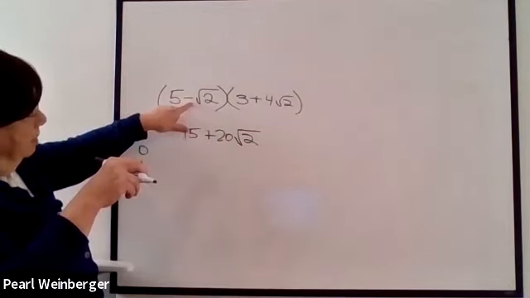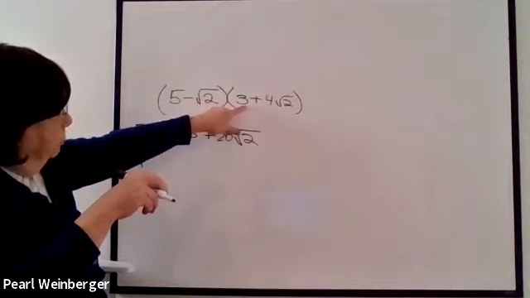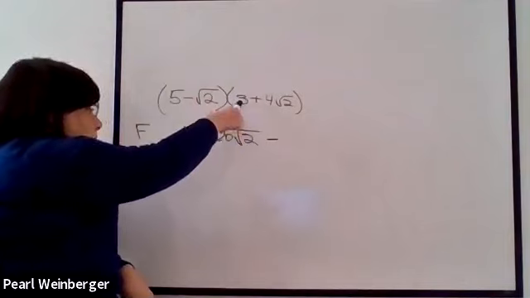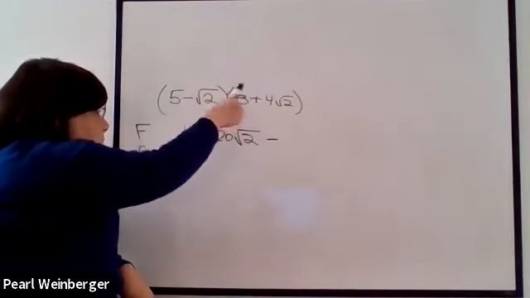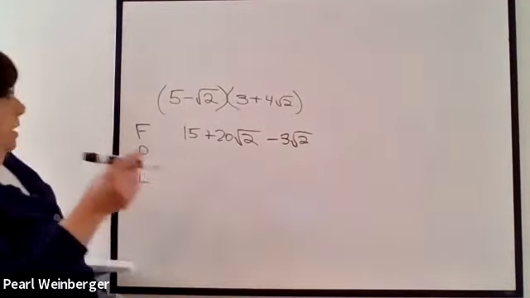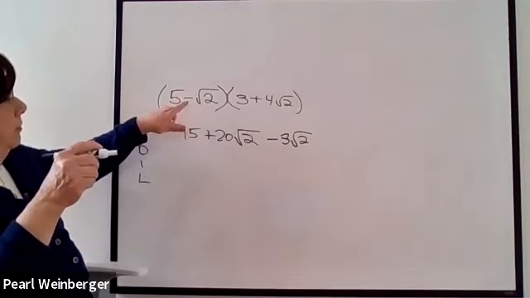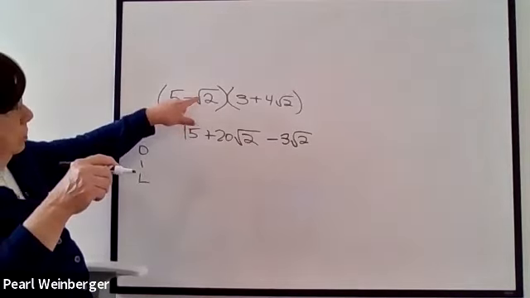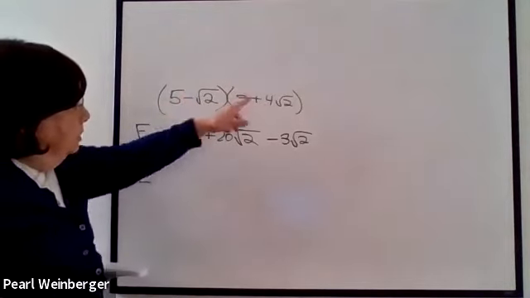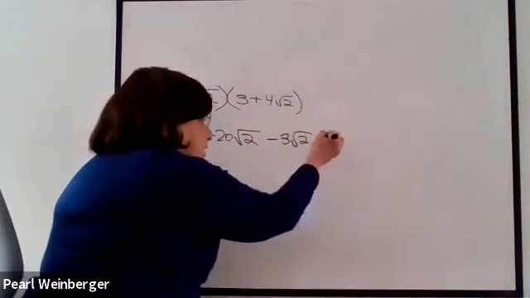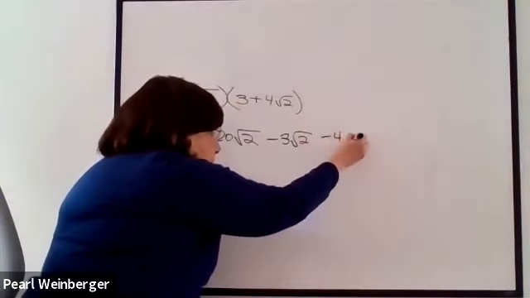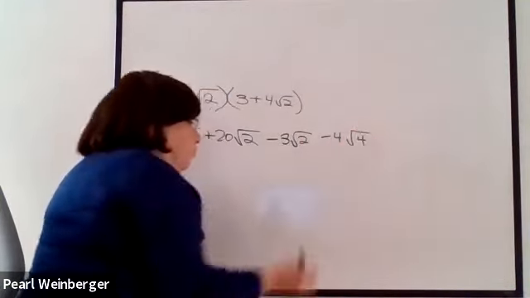Now we're at inner. We have a negative radical 2 times a positive 3. Well, a negative times a positive is certainly negative. And the number outside here is obviously a 1, so it's a 3 times a 1, which is just 3 radical 2. And finally, we're at last. We have negative radical 2 times positive 4 radical 2. So the outside numbers are a negative 1 and a positive 4, which will give me a negative 4. And the radical 2 times the radical 2, we multiply those together and we get radical 4.